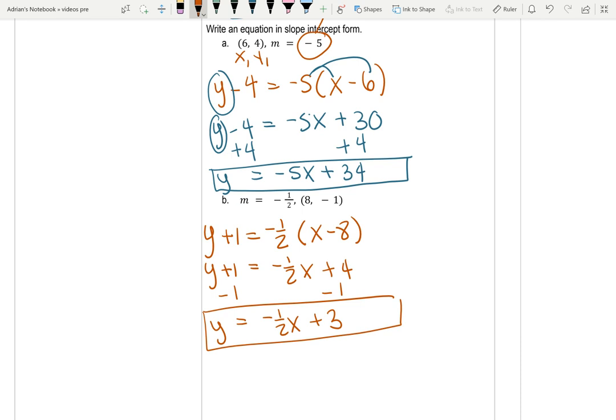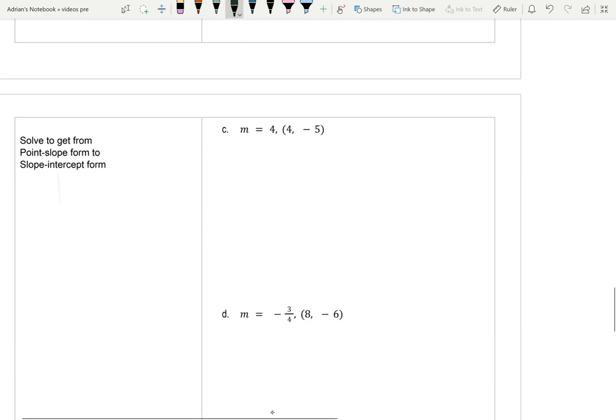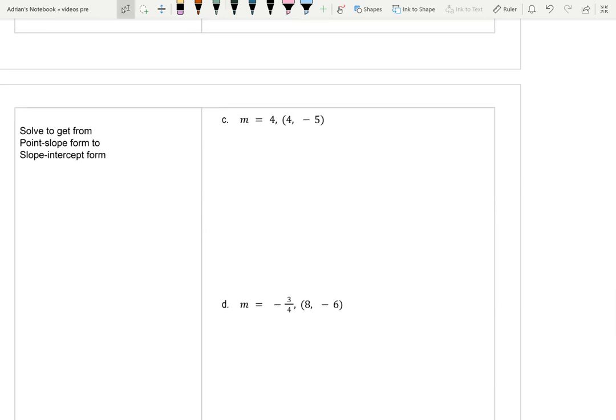So if they asked me for point slope form, that's this one. If they asked me for slope intercept, that's this one. So like on your quiz and your test for this unit, you have to make sure you're reading the directions and see, is it asking me for point slope form or slope intercept form? So you know whether or not you need to solve it down. Okay, let's try that again.